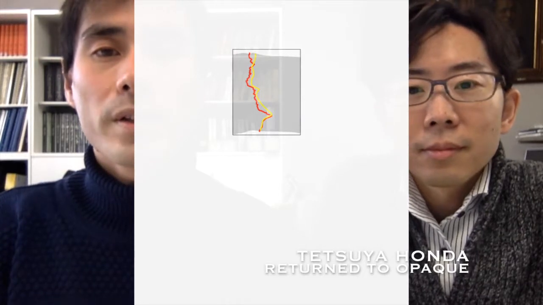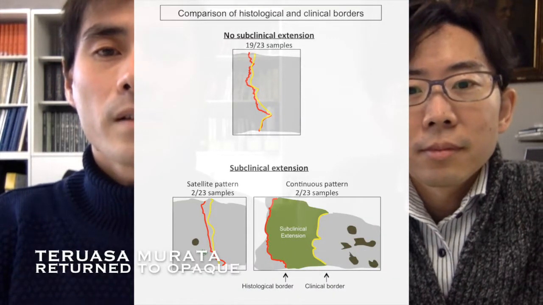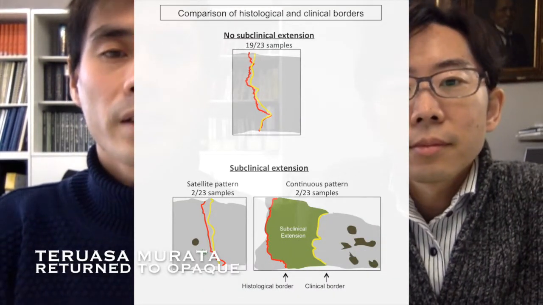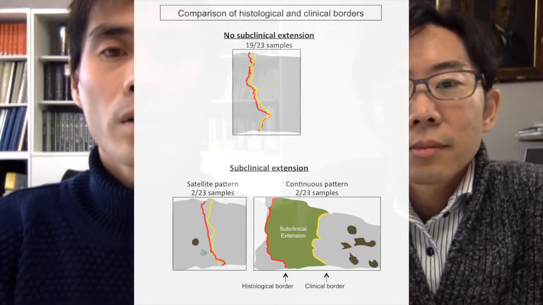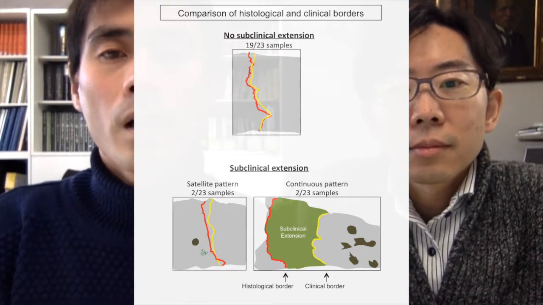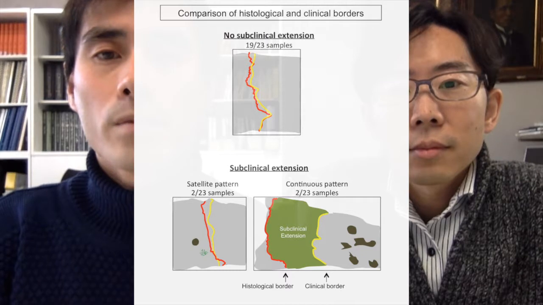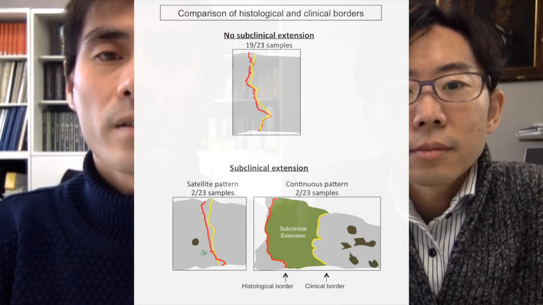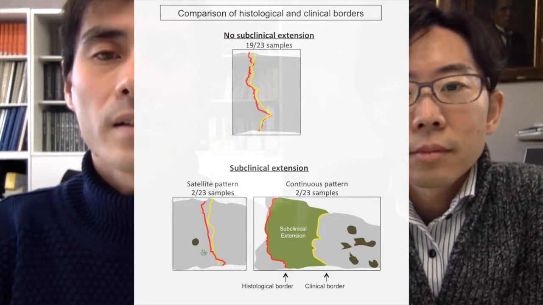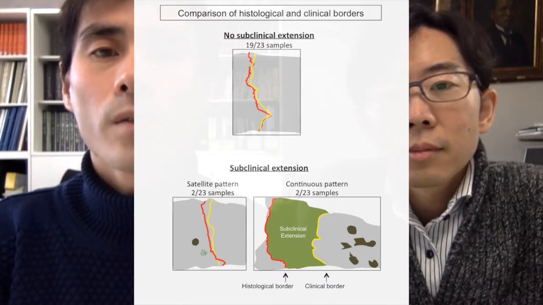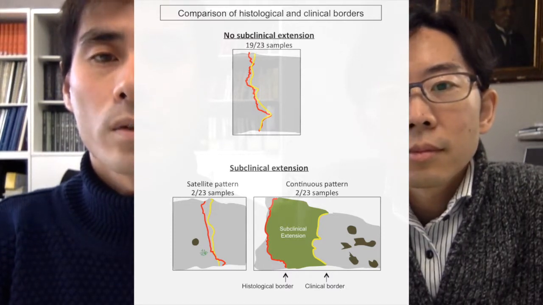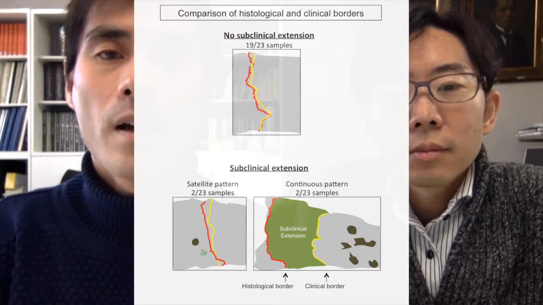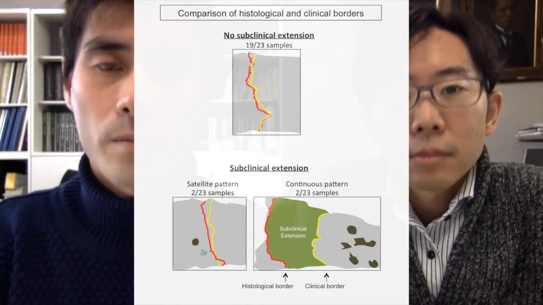What were your main findings? 2 spreading patterns of Paget cells in subclinical extension were detected: satellite and continuous patterns. However, the frequency and the broadness of subclinical extension were much smaller than previous reports analyzing Caucasians. Furthermore, we also found that histological borders were not as highly irregular as the clinically visible borders.